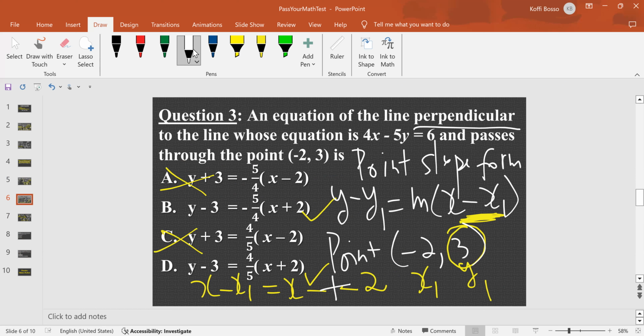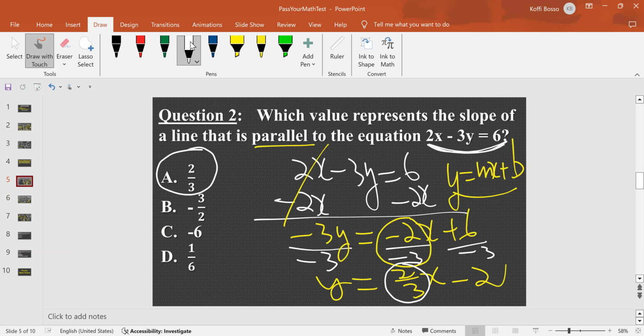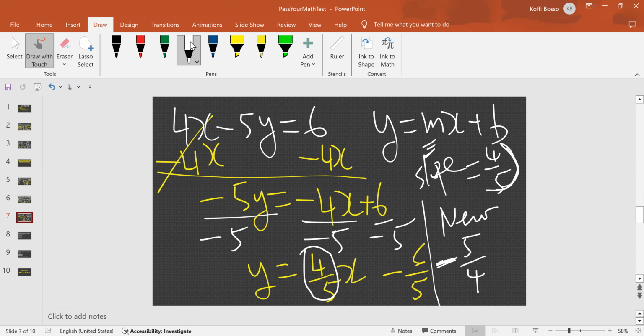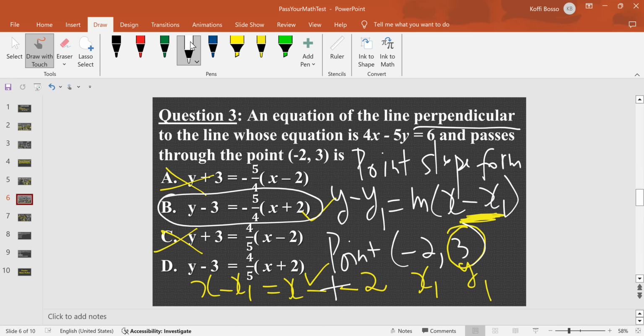So in sum, let's redo this. In sum, you'll see that for equation B, we have y minus 3, which is y minus the y1 is equal to the slope. The slope here, which is m, is what? Negative 5 over 4, which is the negative reciprocal of our old slope, so negative 5 over 4. Okay, and then if you continue, x minus x1 is x minus negative 2, which is x plus 2. So again, B is the correct choice.